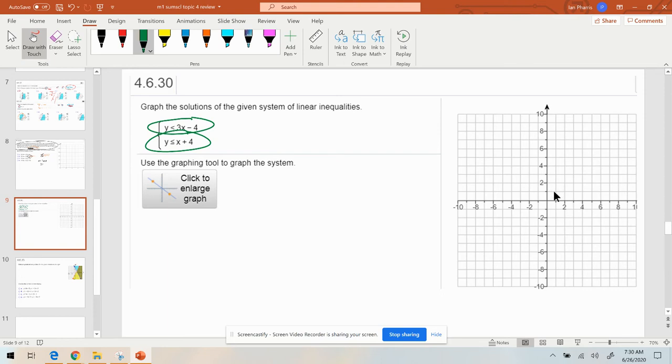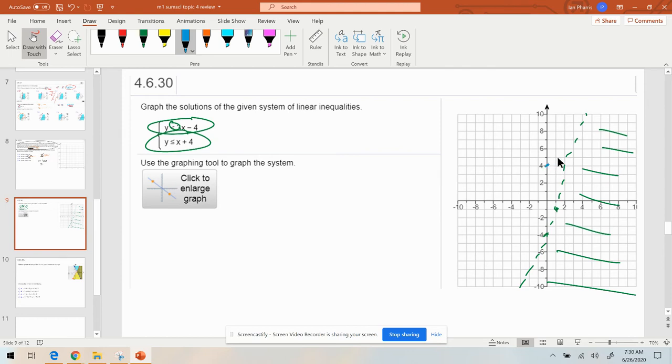One of these is 3x minus 4, and the symbol is less than. So it's a dotted line, and the shading for the green is out here. So see all the shading of the green is less than the line. Let's do the other one in blue. So less than or equal to x plus 4.